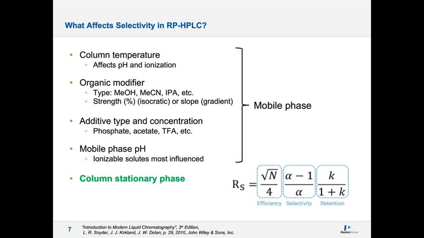Choosing an alternative column chemistry is considered one of the most powerful and simplest ways to alter the selectivity of a separation. Variations in stationary phase chemistries can provide alternative modes of interaction and retention characteristics, which in turn may simplify method development and reduce the need for mobile phase additives.